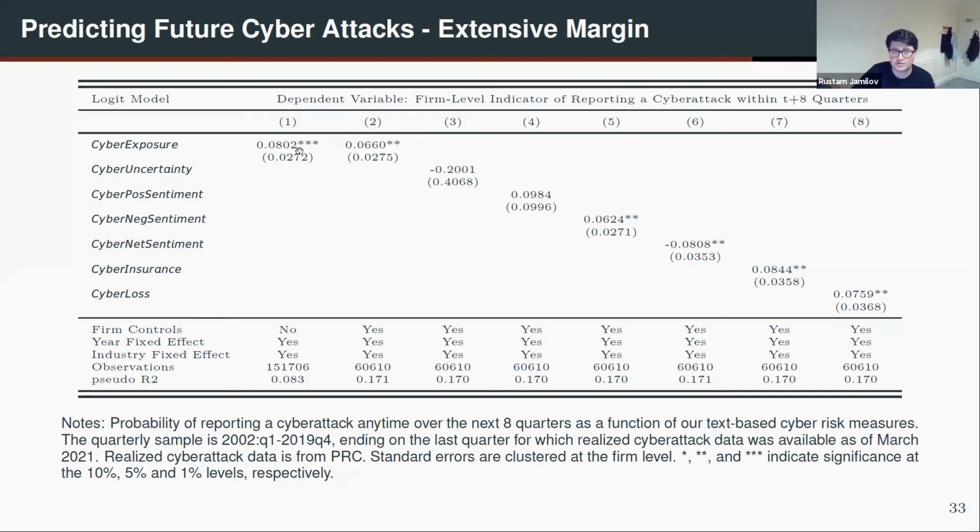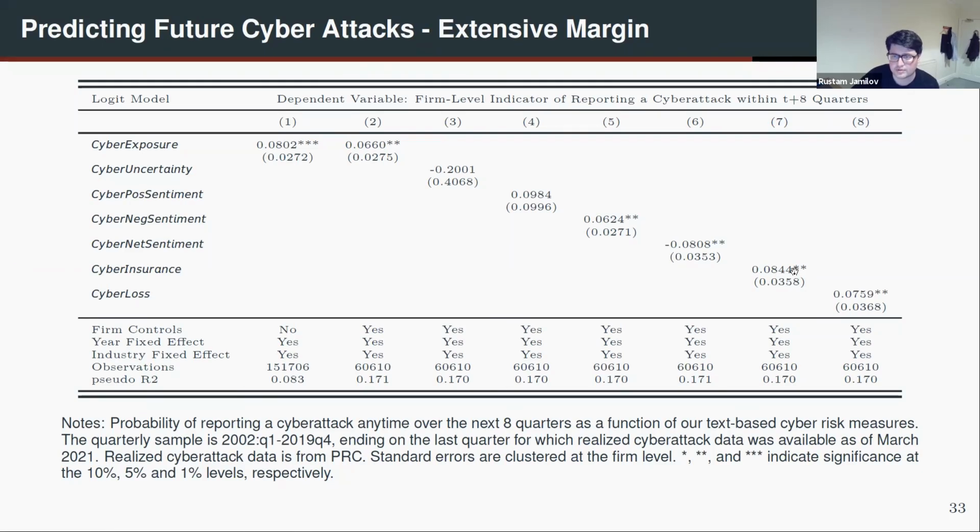So this number has policy relevance. A 1 standard deviation increase in text-based cyber risk exposure increases the likelihood of an attack by 8%. These types of numbers are very useful for the Bank of England and the ECB and so forth. So if one tracks our index and it increases by 1 standard deviation for a particular firm, you have an 8 percentage point increase in the likelihood of an attack in the next 8 quarters. And it's slightly greater if the firm in question is also talking about insurance.